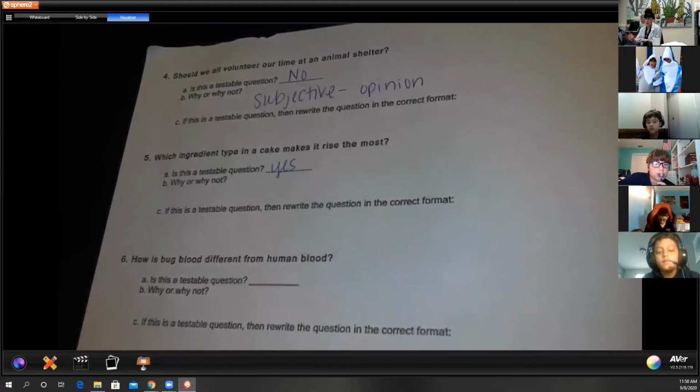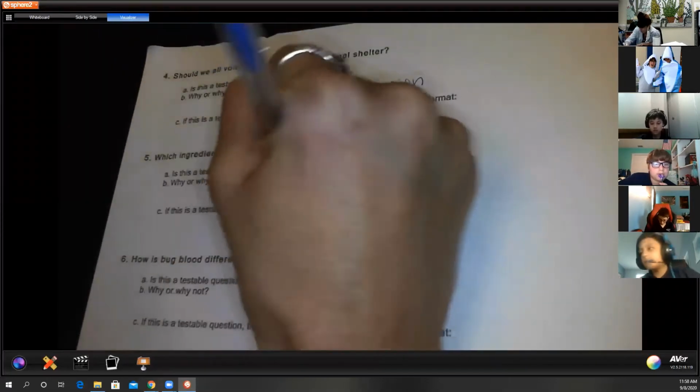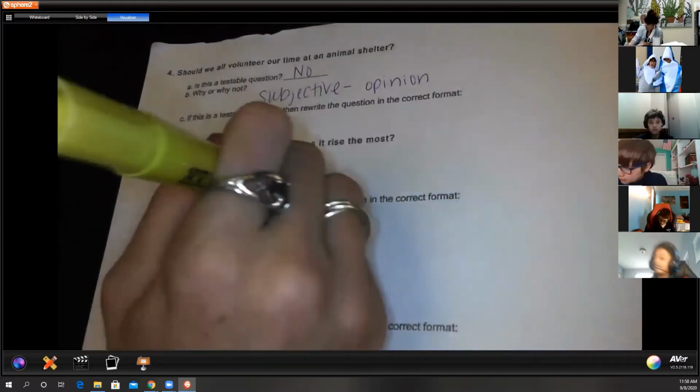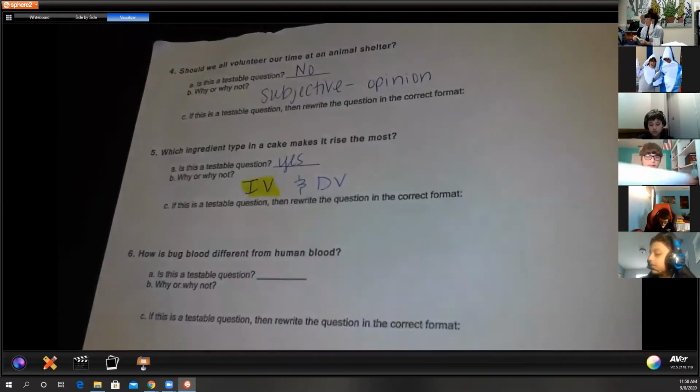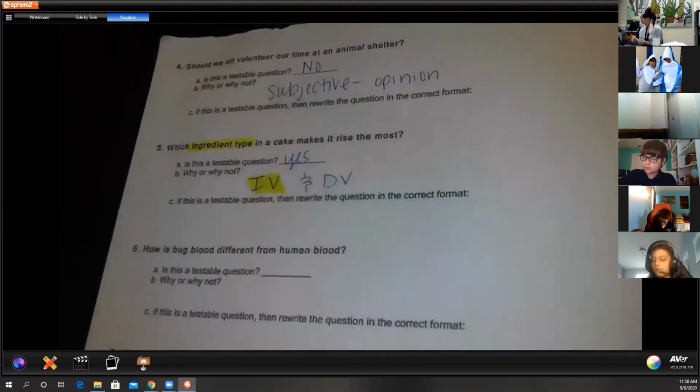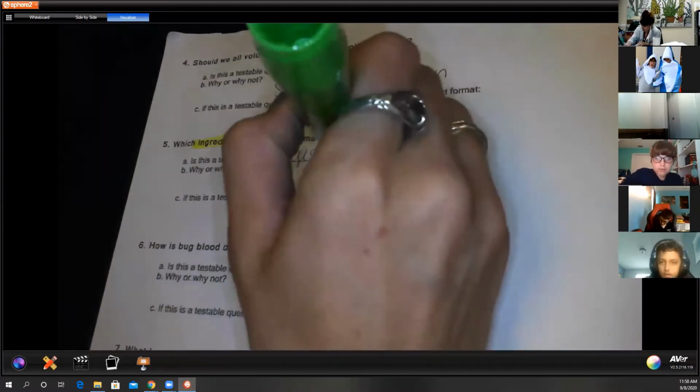And we know it's testable because it has what? An IV and a DV. Perfect. What's my IV? Diego, what am I changing in this experiment? Well, the ingredient, right? Jace, what am I measuring? Measuring which cake rises the most. Perfect. Which cake rises the most?